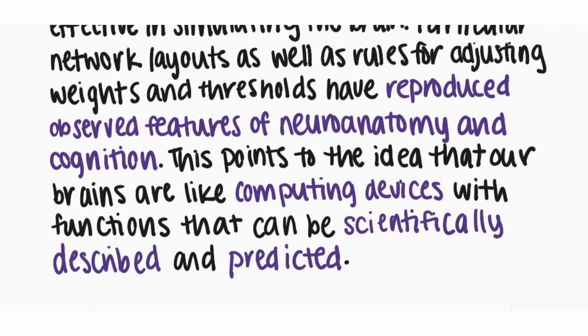And this, again, points to the idea that our brains are like computing devices with functions that can be scientifically described and predicted. And again, if you remember lesson 1, video 2, where we discussed the history of AI, as AI was just being born, many different researchers had already alluded to this idea with different research in the brain structure and cybernetics and information theory. And now, by actually constructing these effective models, we've been able to prove that that is true. Pretty cool, right?